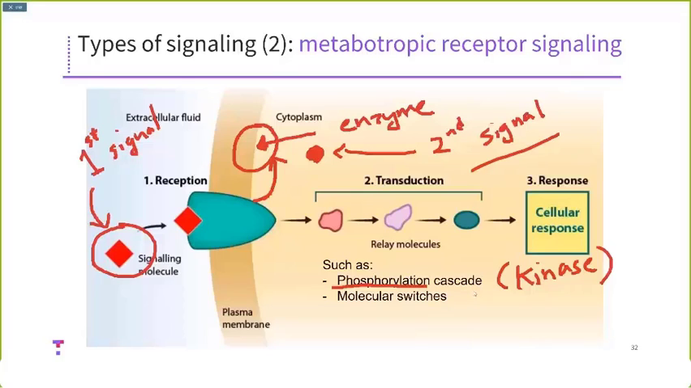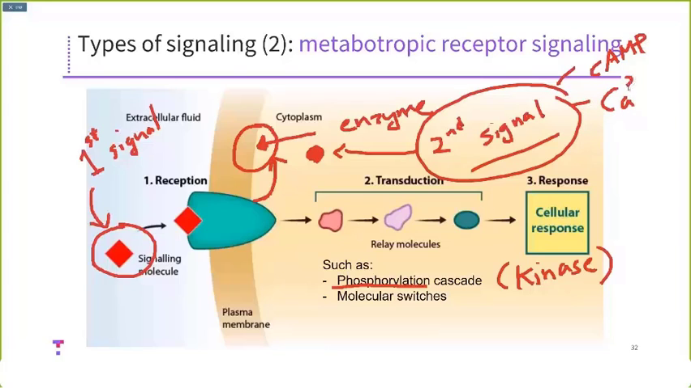So that story plot, what makes this system really complex is that the second messenger could be several different signals. It could be something called cyclic AMP. It could be something called calcium. It could be something called DAG, but there are a variety of different kinds of sub-signals that it can be.